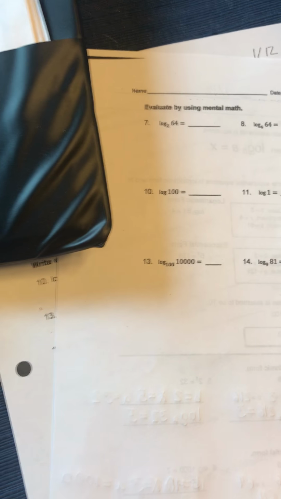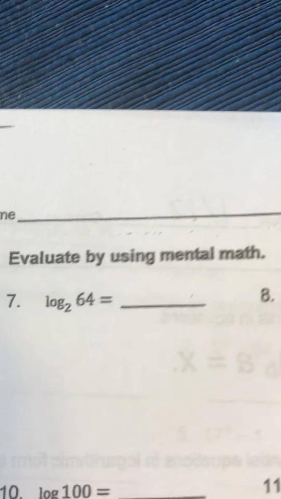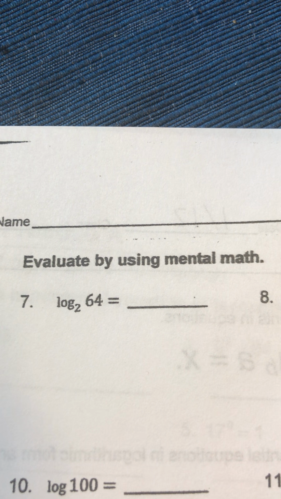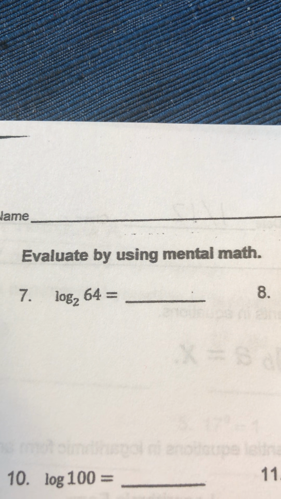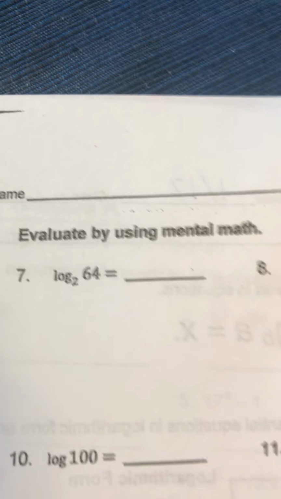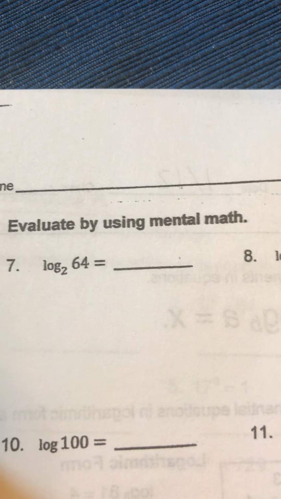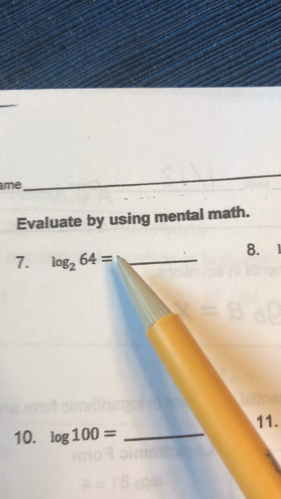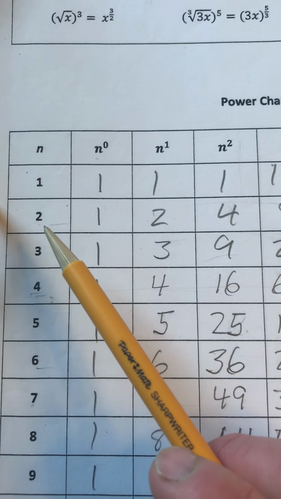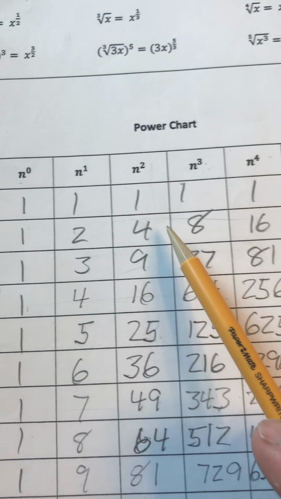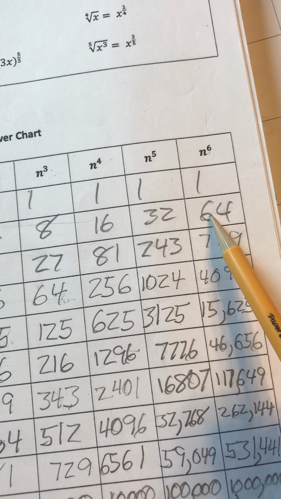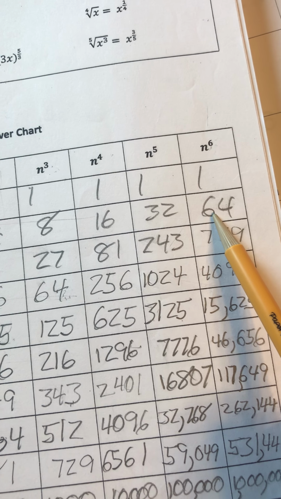Okay, let's flip it over to the back now. We have some problems where it asks us to use some mental math to solve this. We do have our power table that we can refer to. Okay, so 2 to what power would equal 64? I'm going to go over to my power table. 2 going across to the 6th power equals 64. So this would be 6.